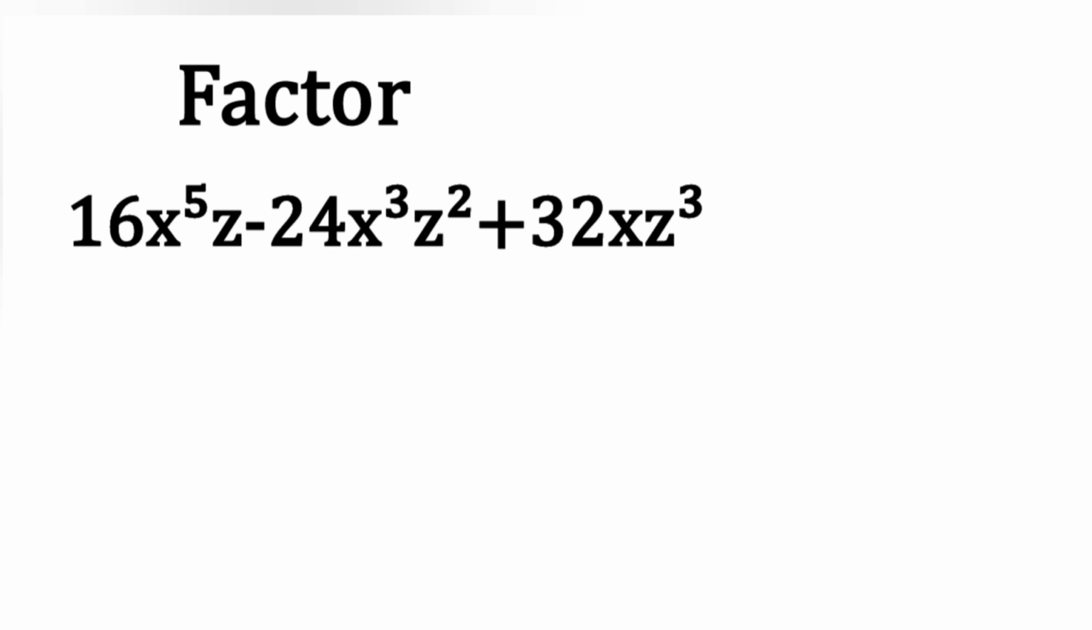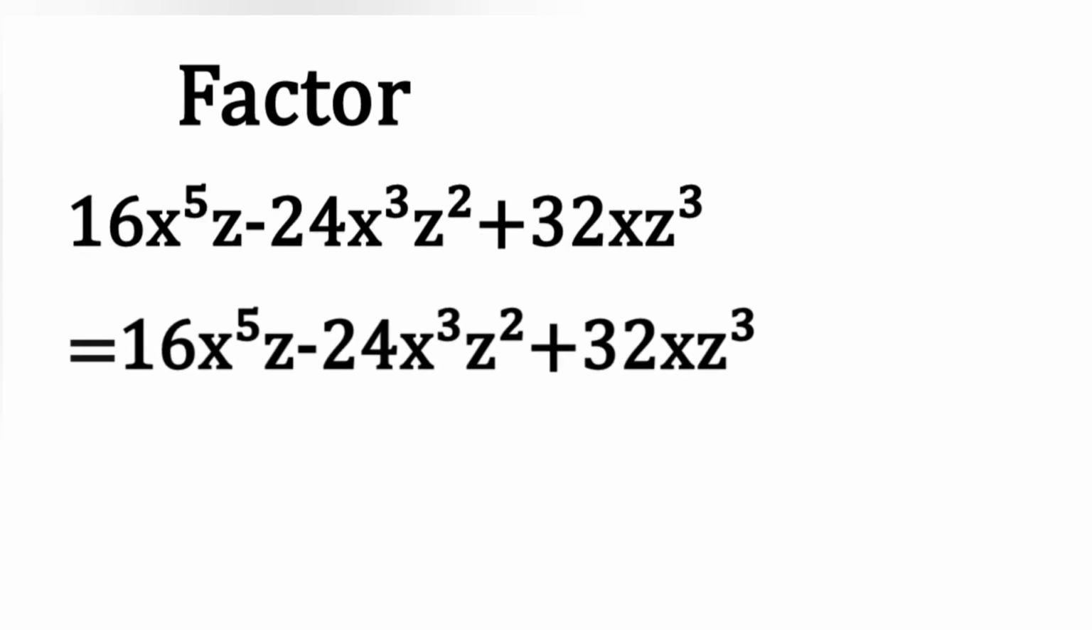Another example is 16x to the fifth y minus 24x cubed y squared plus 32x y cubed. So we are going to look for the common variable here. We have x and y common to the three terms, and the lowest exponent for x and y is 1, and the highest number that can divide 16, 24, and 32 is 8.